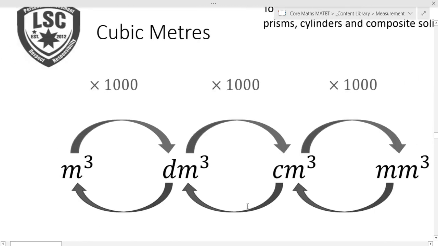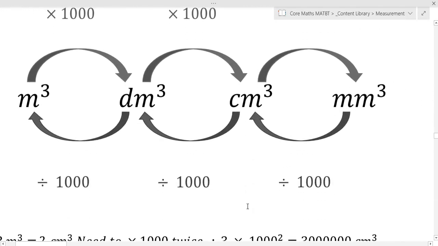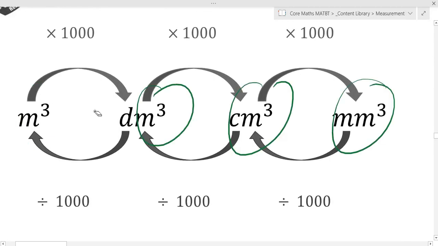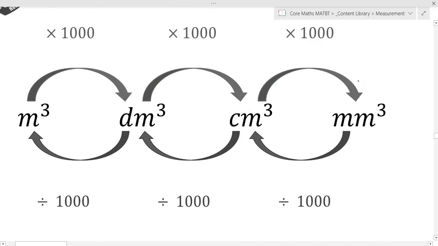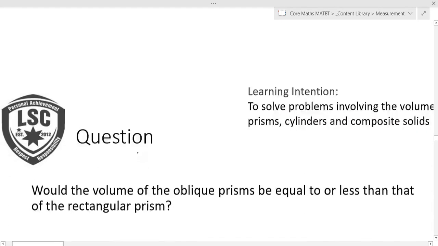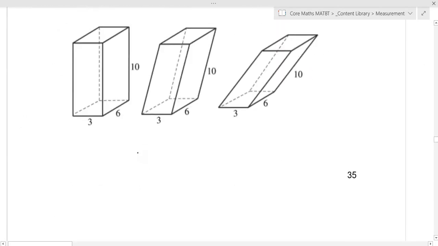Same thing with cubic meters. If you're converting between meters, decimeters, centimeters, millimeters, it's going to be times by 1,000 or divided by 1,000. It's all the same amount. Okay, let's get into some actual problems. So let's go, actually, really quickly.